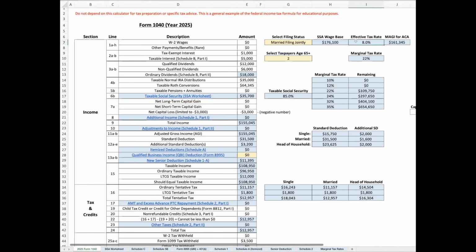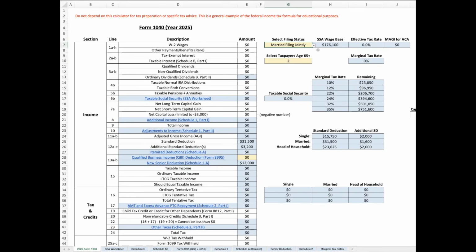As promised, let's run through another example, but this time with a single self-employed taxpayer under age 65. Let's call her Grace. So I've started over with the template. We select single as the filing status and 0 for taxpayers 65 and up. In this example, Grace has $1,000 in taxable interest income from her savings account, $6,000 of qualified dividends from her taxable brokerage account, net long-term capital gain of $3,000, and net short-term capital gain of $2,000.